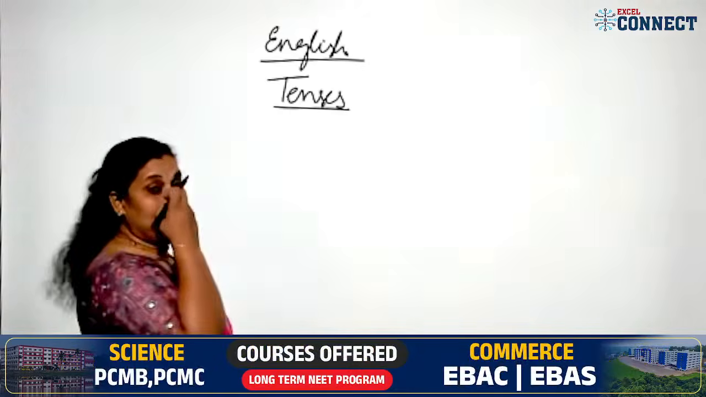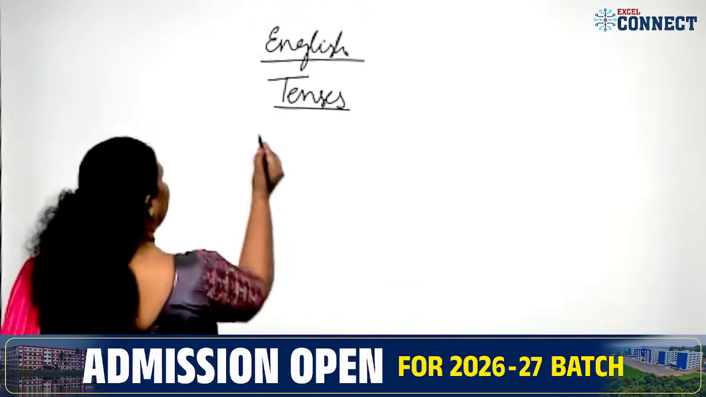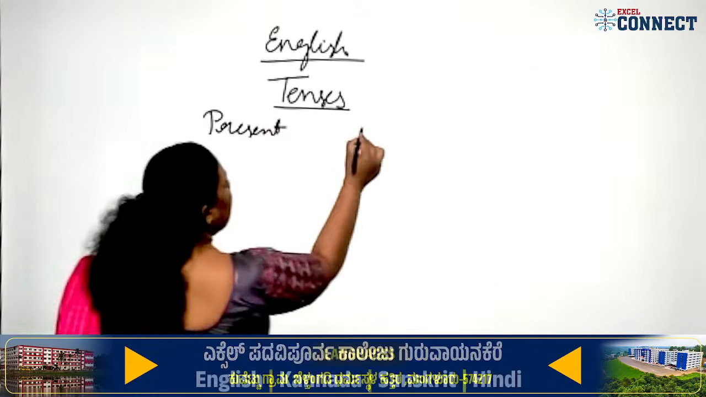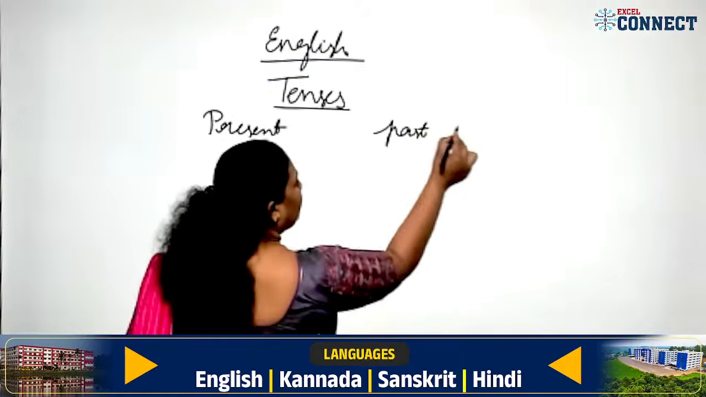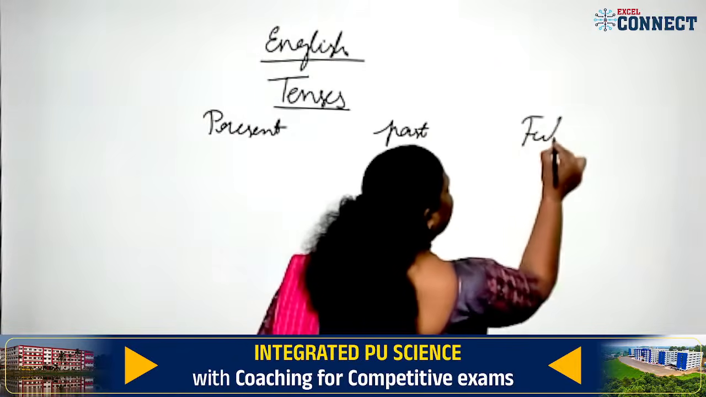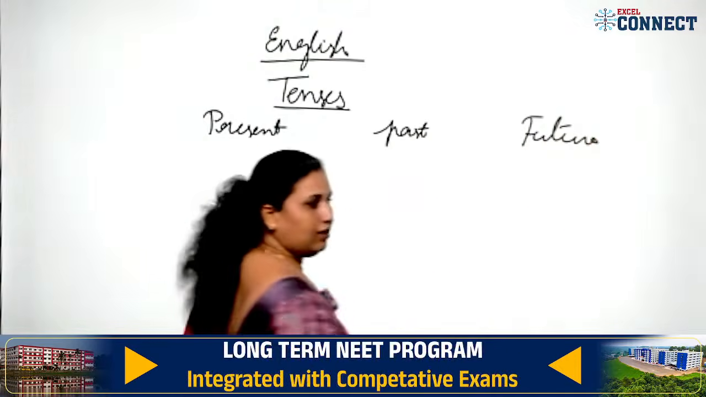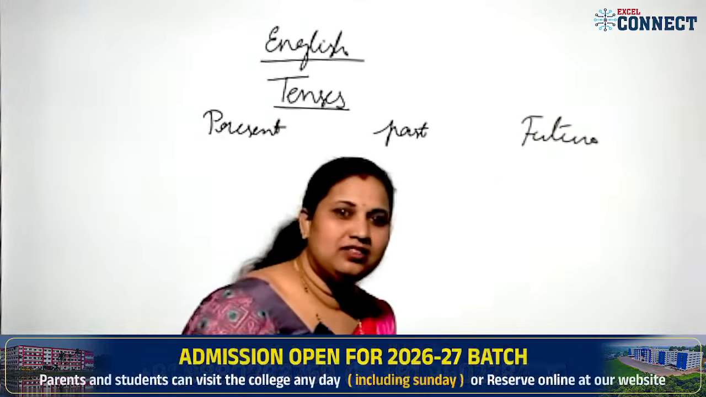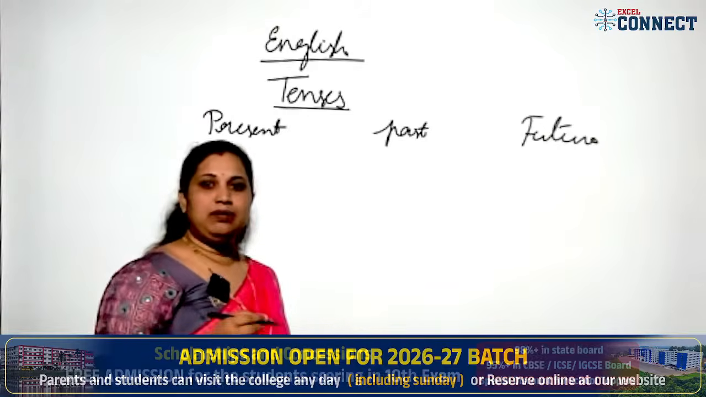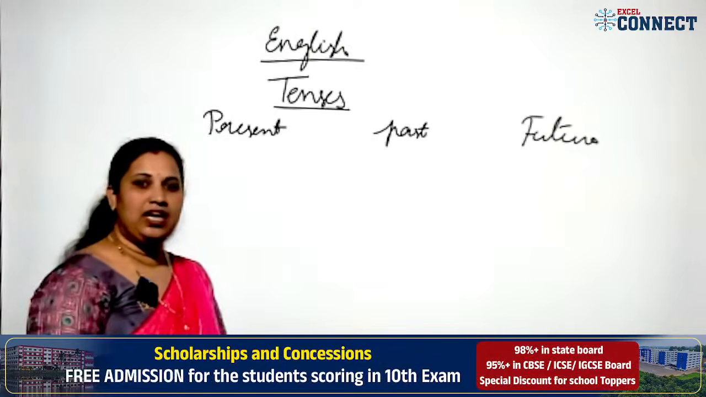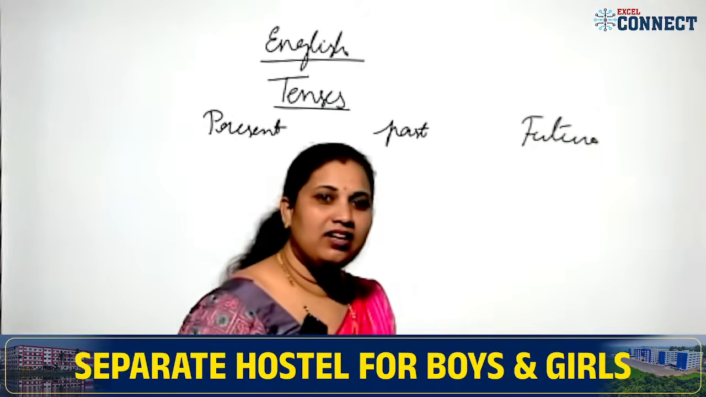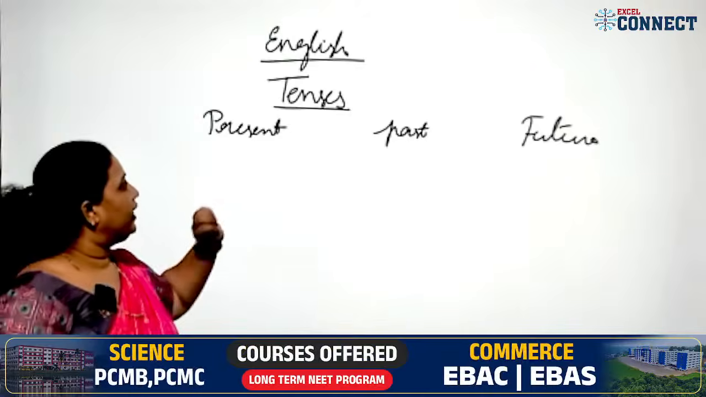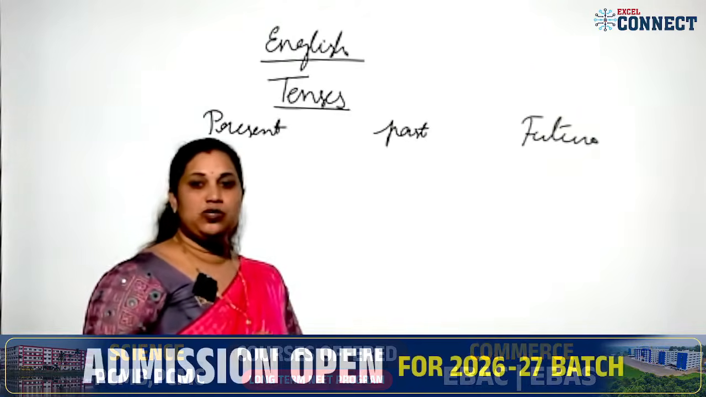So we are having three types of tenses here. The first one, present tense, past, and the future tense. They commented, just told their name. Yeah, Jayant has commented present, past and future tense, and Manjunath and many more are commenting. Very good. These are the three types of tenses which we are having.